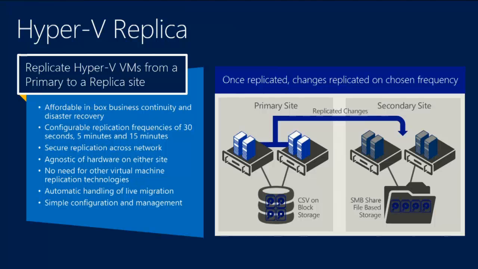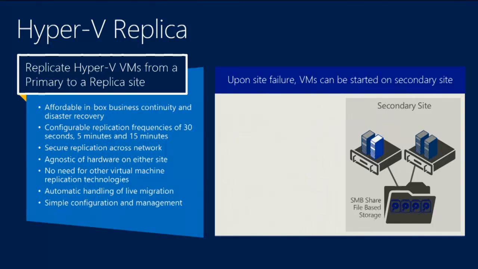And that gives us a lot of flexibility. These servers don't have to be the same on both sites. Our storage doesn't have to be the same on both sites. It's completely agnostic. That's the beauty of the software replication. And if there's a failure, we start those VMs up on the second site.